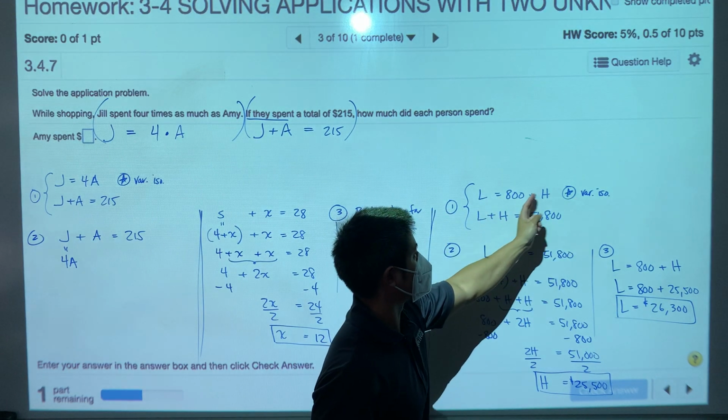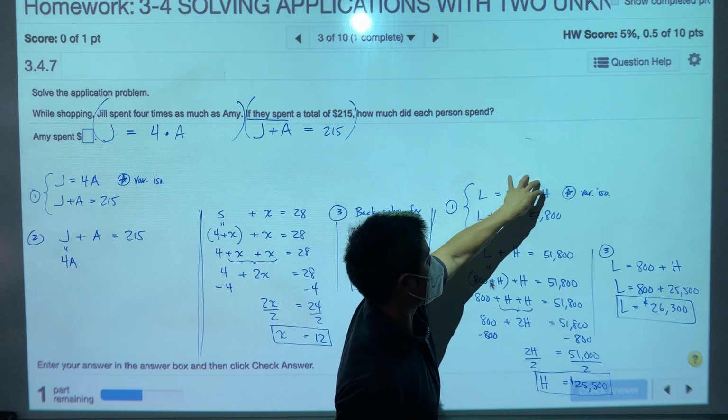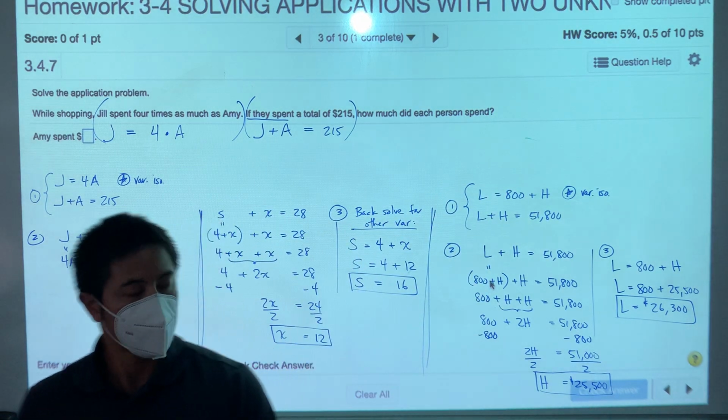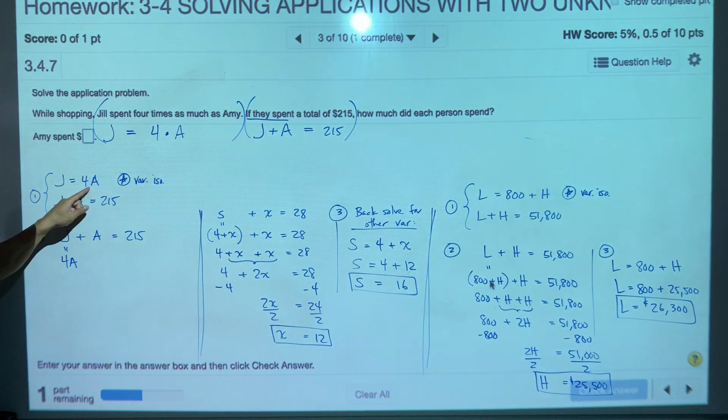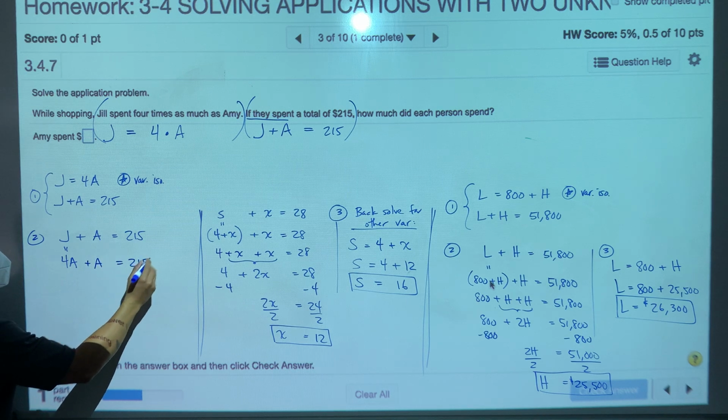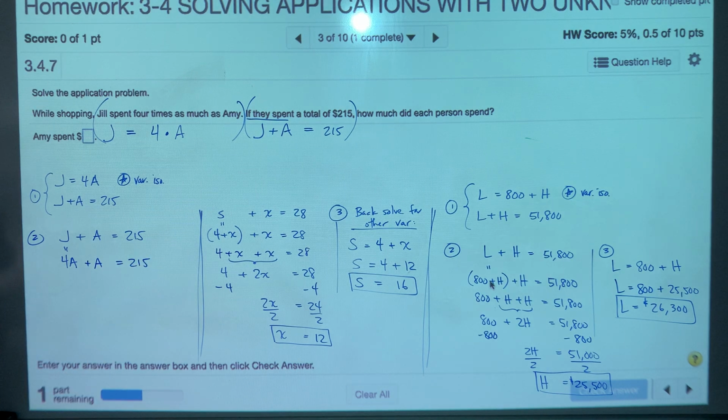This is the one where the variable is isolated. L is 800 plus H. So 800 plus H goes in for the L. J is 4A, so 4A is going to go in for the J in the other equation. Okay? It's a little bit tricky. It can be tricky for students. I don't blame you if it's a little bit tough. With me so far? Okay?